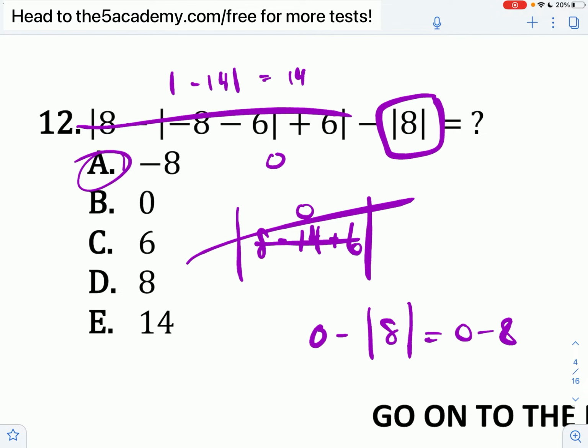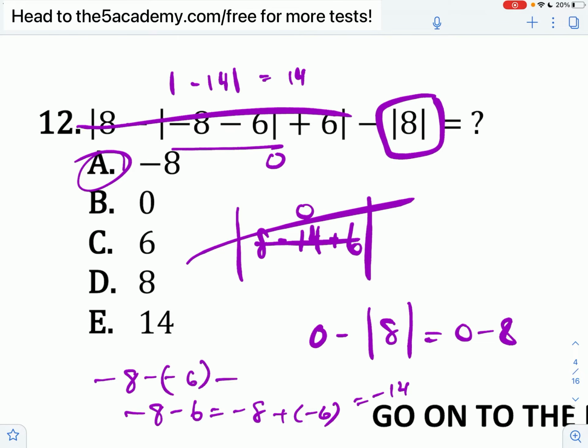Okay, remember that when you have an expression like this where it's negative 8 minus 6, you still keep the negative. It's really the same thing as doing negative 8 plus negative 6. And that's still going to give you a negative answer. But if it was negative 8 minus negative 6, that's where you have two negatives next to each other, and that turns into a plus. Negative 8 plus 6 was negative 2. All right?